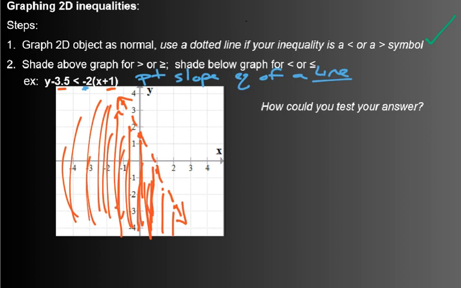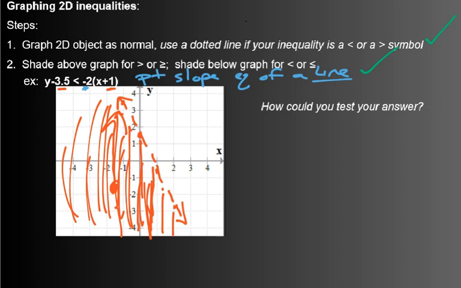Above the line, I guess the way I just think about it is any point down here, I would have to move up, right, to get to the line. I'm below it. That's what I wrote right here. Shade below for the less than or equal to's. And you can check these problems.